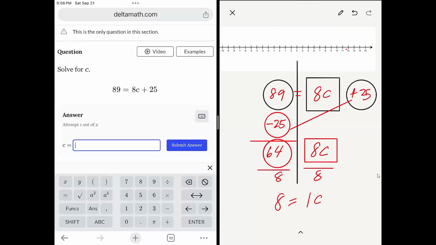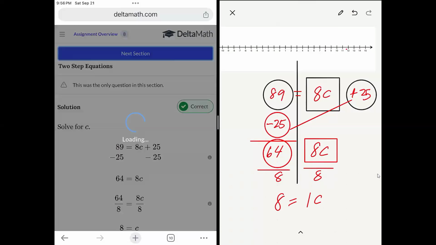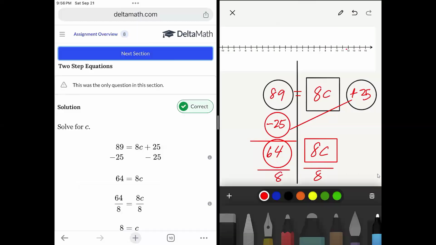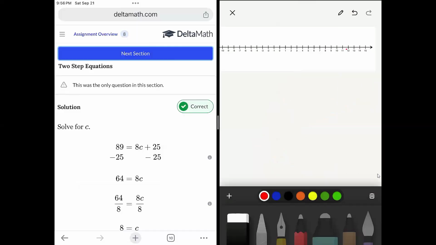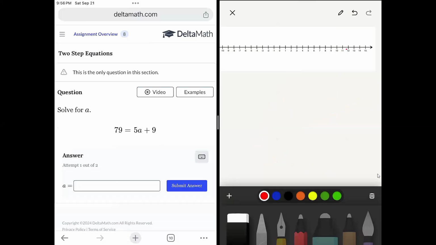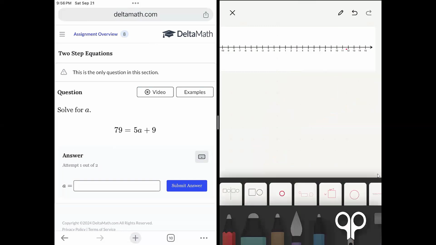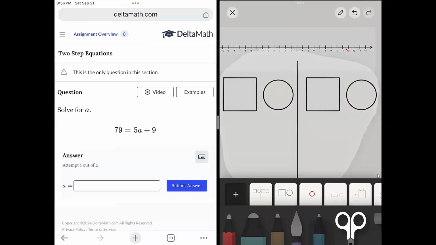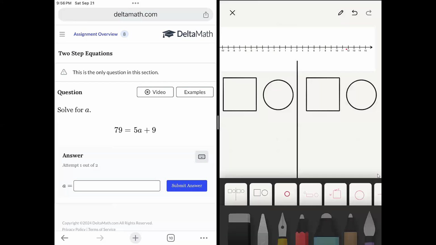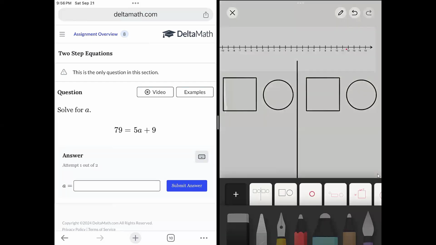I can go ahead and plug that in, submit it, and that's cool. So now let me do another example. I'm going to clear the ink and go to the next one. Now, let me get my boxes and circles up there. Okay, so now I don't need the box on the right-hand side, so let me get rid of that.